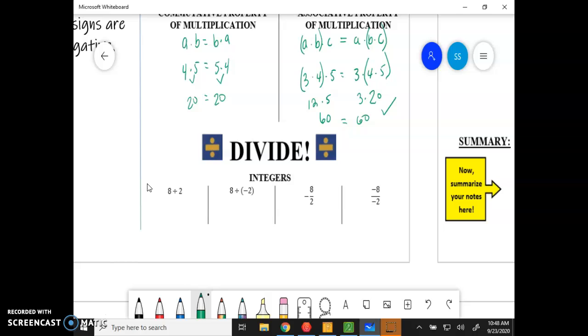So here we go. This is 8 divided by 2, which is 4. You might also see it written like this with the negative in parentheses. So we have 8 divided by negative 2. The signs are different. The answer is negative.